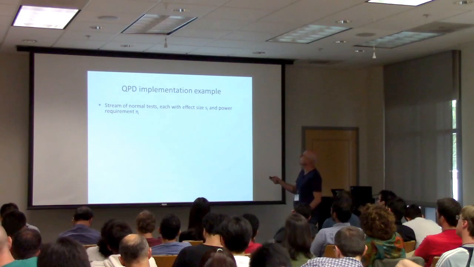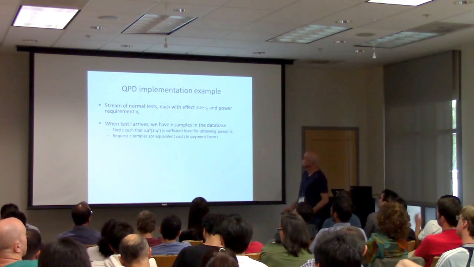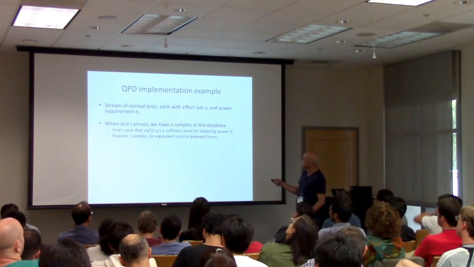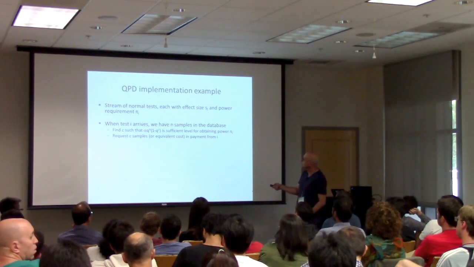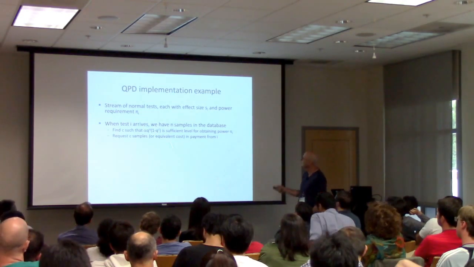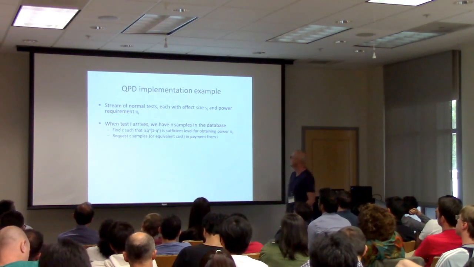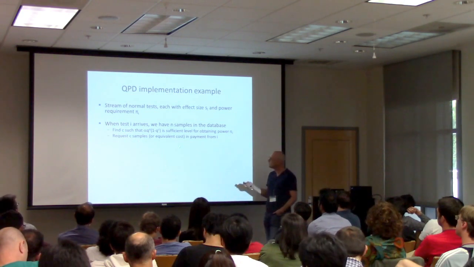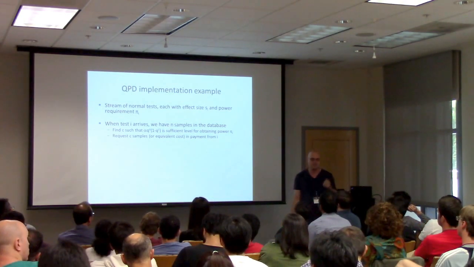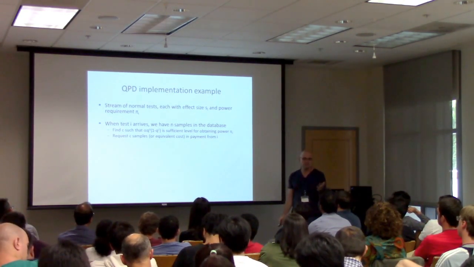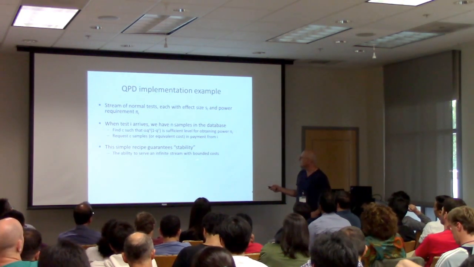So let's assume we have a stream of normal tests. Each one of them has an effect size and some power requirement. And when the test arrives, we have some n samples in our database. So we have this simple calculation. We have to find C such that this is going to be a sufficient level for obtaining the required power. And this is going to be the cost for using the database. Either give us C samples, or if we don't trust you, you're going to pay the database to acquire an additional C samples to do your test, okay? And what does this guarantee? This guarantees that we can serve an infinite stream with bounded costs.